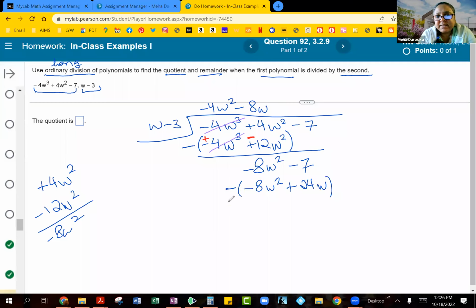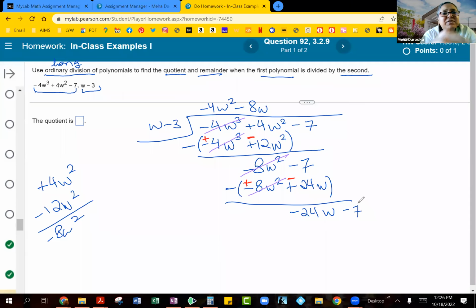Again, you are subtracting this. So let's see. Distribute the negative sign. Negative times negative will become positive. Negative times positive will become negative. So again, like we did before, negative 8w squared and positive 8w squared cancel each other out. The negative 7 doesn't have a w on it, right? It's just a constant term by itself. So that actually means our negative 24w will stay as it is, and we'll bring the negative 7 down.